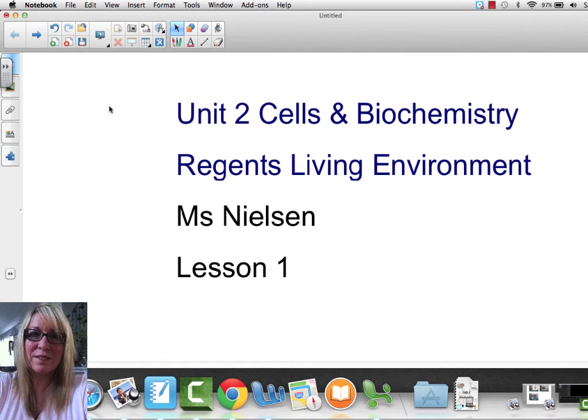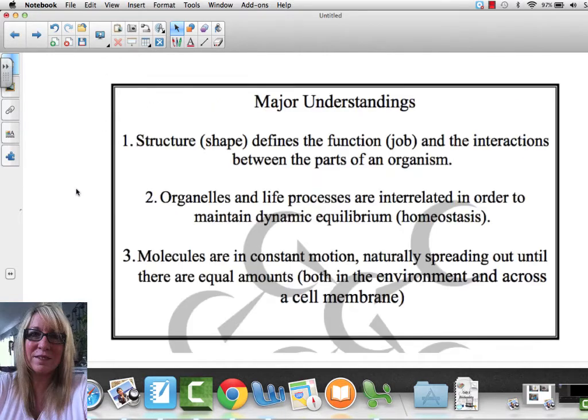Okay, so this is Unit 2, Cells and Biochemistry, and this is our first lesson. So what are we going to talk about in this unit? Well, we're going to talk about the shape or structure that defines the job or function and the interactions between the parts of an organism.